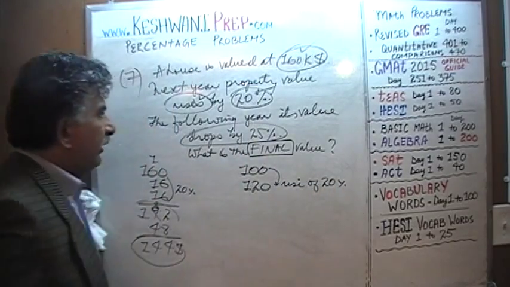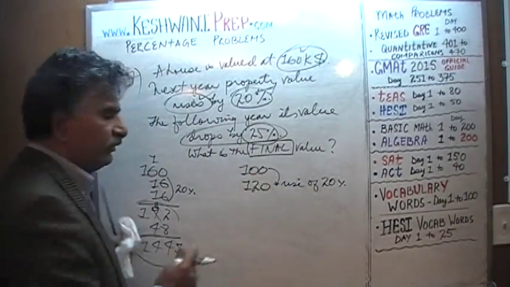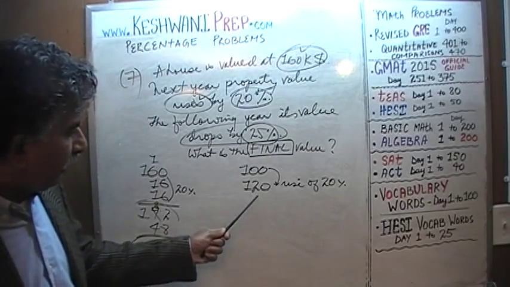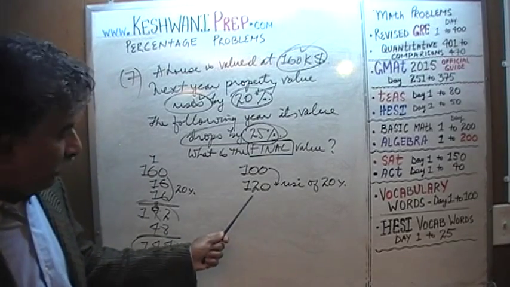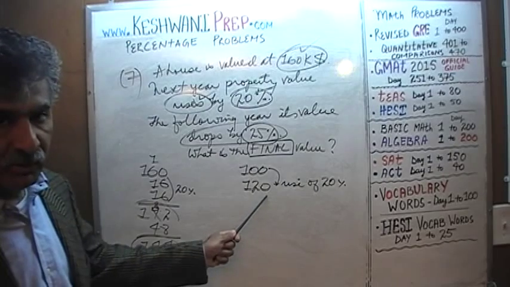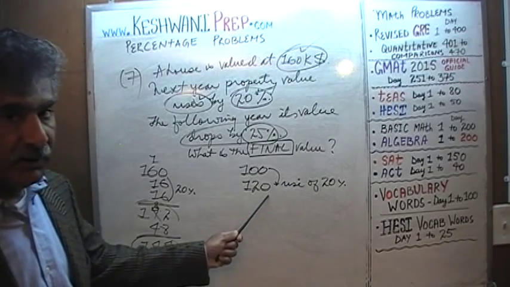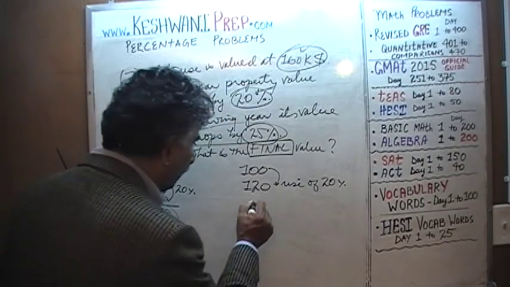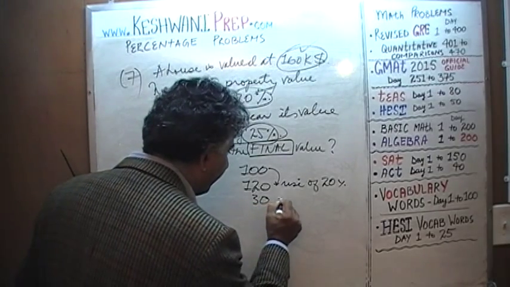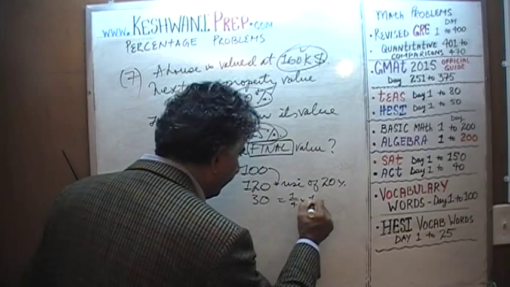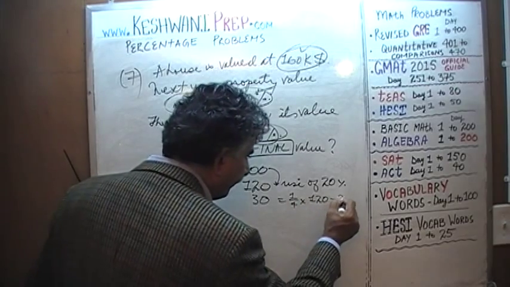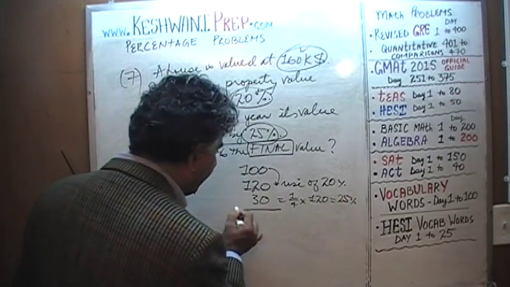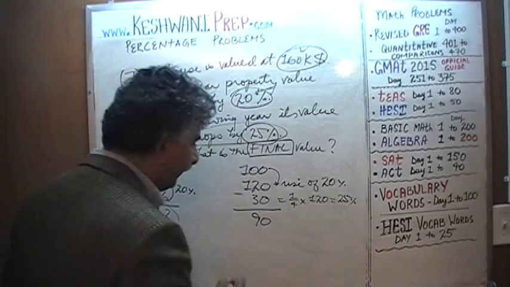Then we are told that it drops by 25%. 25% is a quarter of this amount. How much is a quarter of 120? Half of 120 I know is 60, and therefore a quarter must be 30. So if you take away 30 from it, that represents a quarter of 120, which is 25%. If you take away 30 from it, we are left with 90.